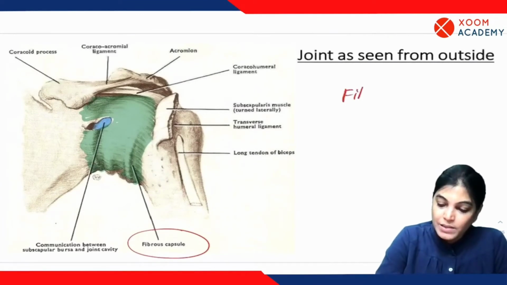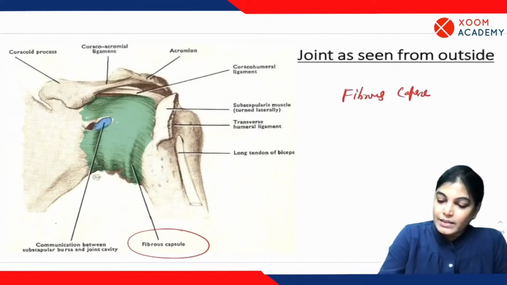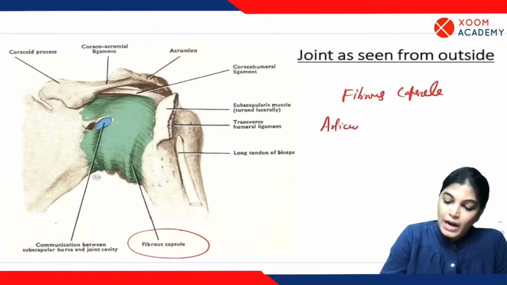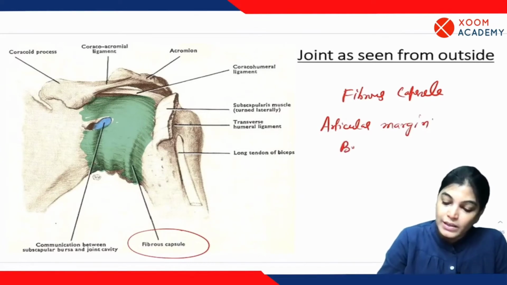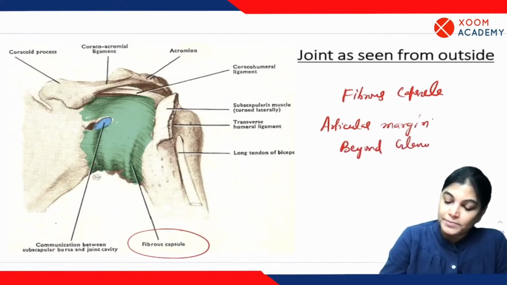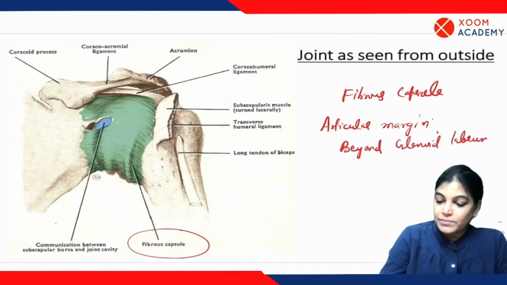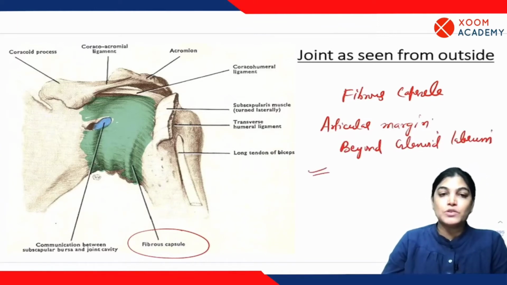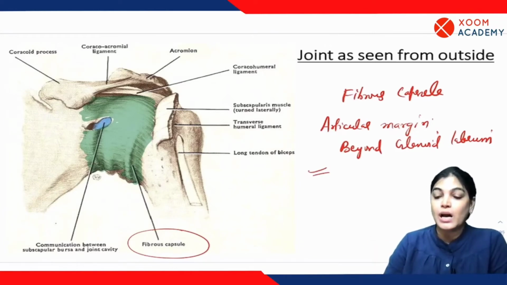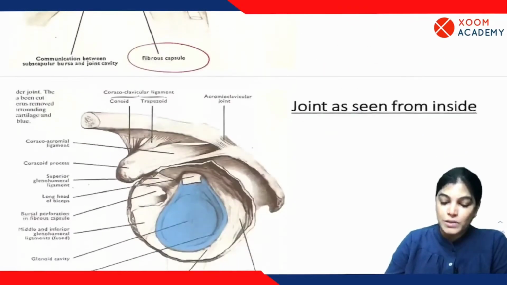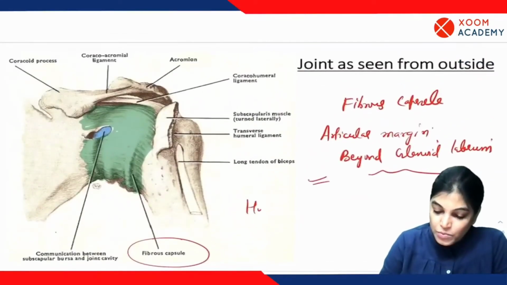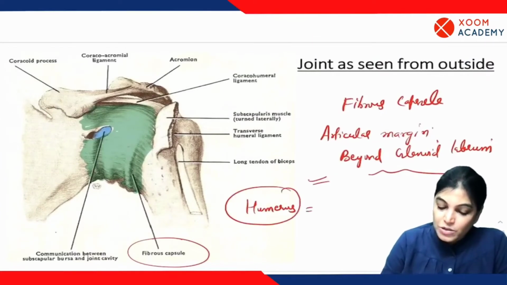When I am talking about fibrous capsule, it is attached to the articular margin of the joint and of the glenoid fossa, beyond the level of glenoid labrum. When I am talking about its lateral attachment onto the humerus bone, it is attached to the anatomical neck. So it is attached beyond the level of glenoid labrum on the articular margin, but onto the humerus bone, it is attached onto the anatomical neck.